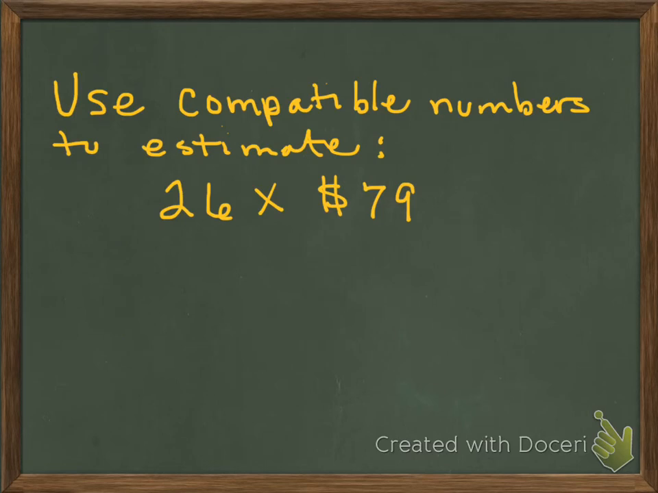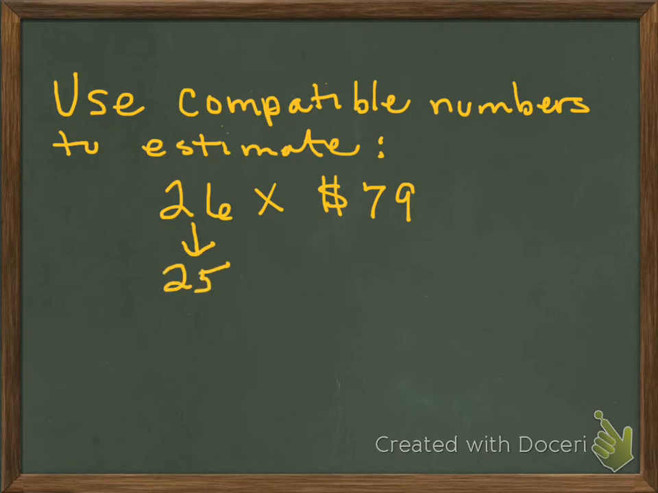All right, here's your question. Here's what I'd like you to do. I'd like you to use compatible numbers to estimate 26 times 79. All right, so the first thing I'm going to think of is 26. What's a number close to 26 that would be easy for me to multiply? Well, I'm going to say, once again, there's that 25.